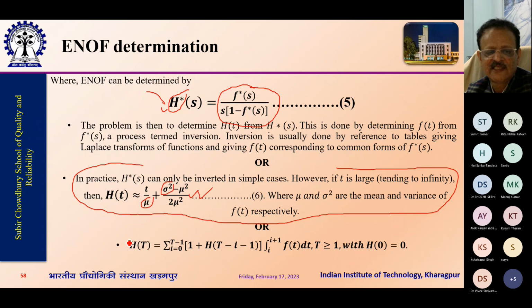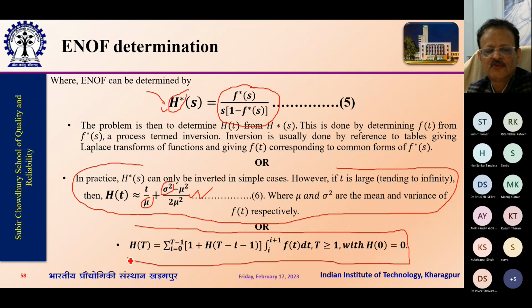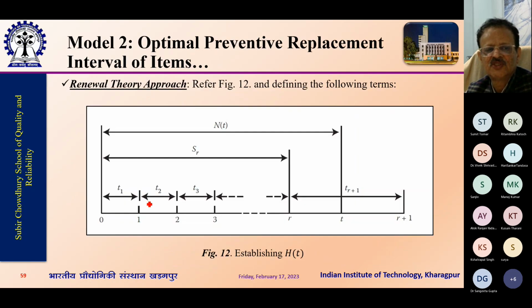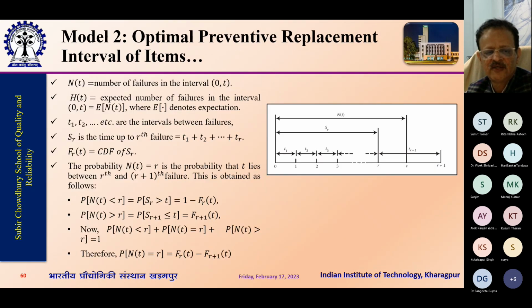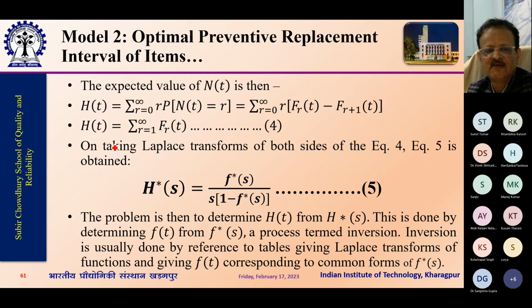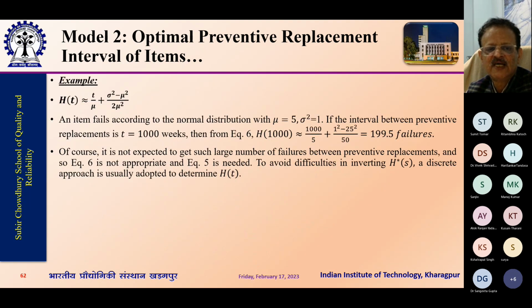Another approach is the discrete approach. I'm just giving an idea. Of course, the derivation is given in this slide. This is based on the renewal theory approach, where the Laplace transform is needed. The entire derivation I have given in my slides, which I'll definitely share with you. Another is the approximate formula, for which we have given an example.